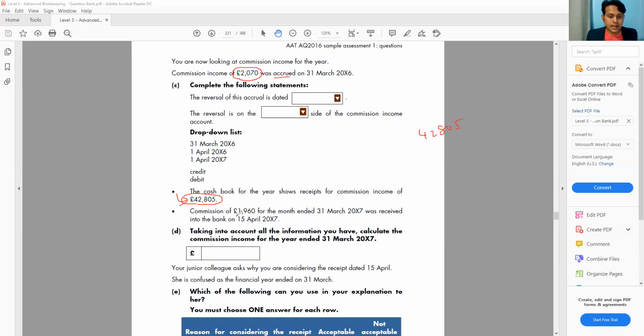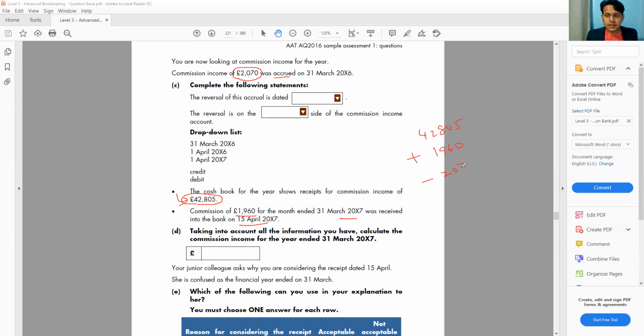And this one, 1960, even though I didn't receive it, the commission was earned this year. The commission of 1960 for the month of 31st March 2007 was received into the bank on 15 April. Even though I received it on 15th April, this commission is relevant to this year, so I have to record it in this year, 1960.